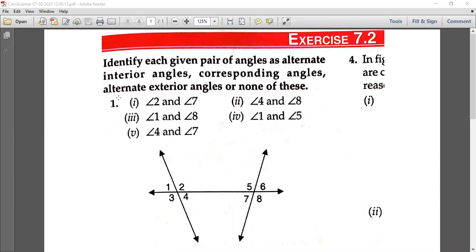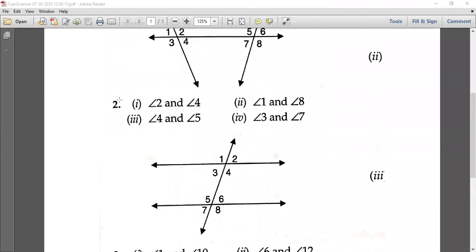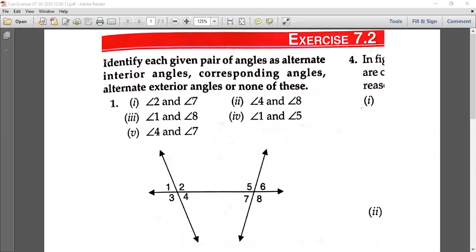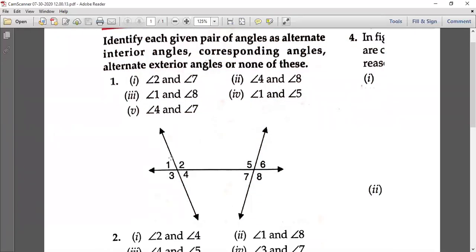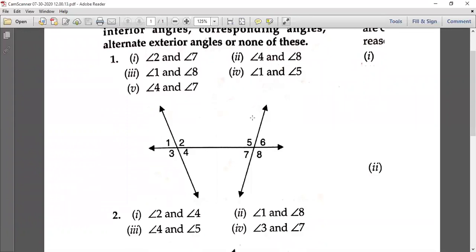So questions number 1, 2 and 3 follow a short statement: identify each given pair of angles as alternate interior angles, corresponding angles, alternate exterior angles, or none of these. We have to identify the angles as any of these types. So for question 1, this is the figure given. Here the two lines are intersected by a transversal.